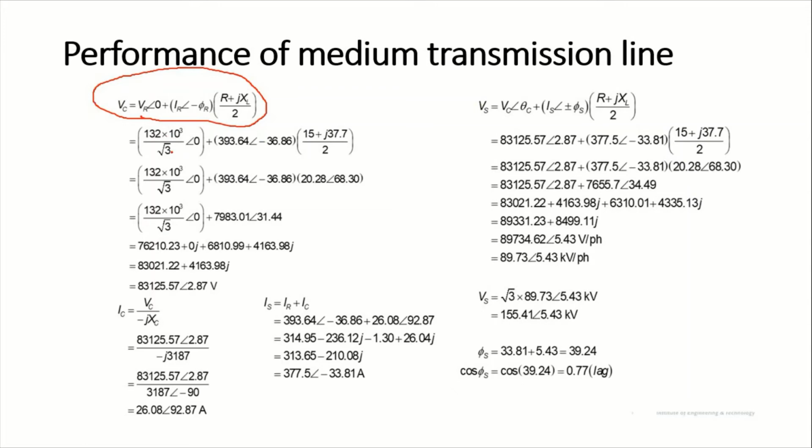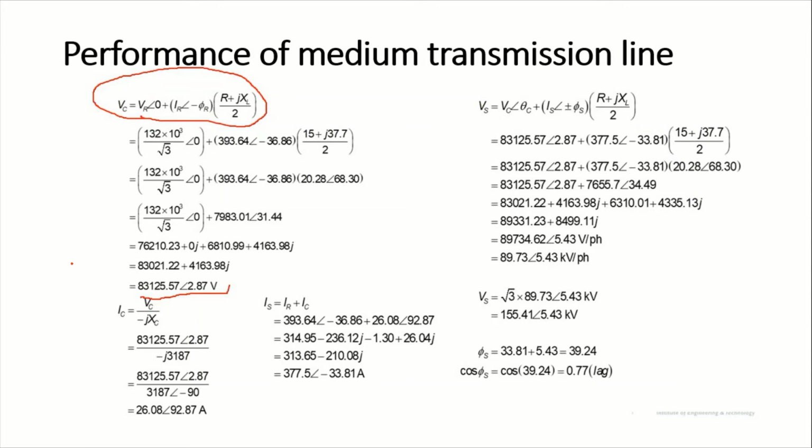So putting all values, we are here using 132 into 10 raised to 3 divided by root 3, because we know that the phase value is VL by root 3. 132 into 10 raised to 3 is the value of line voltage. We have to use a phase voltage, so here we divide by root 3, and put the values of IR, phi R, R, XL and 2. By simplifying these terms, we get the value of Vc as 83125.57 angle 2.87.